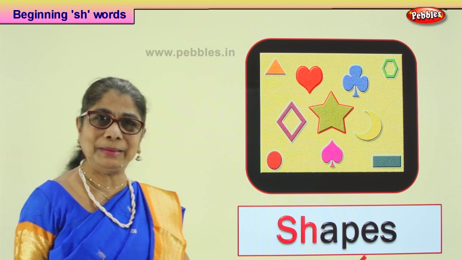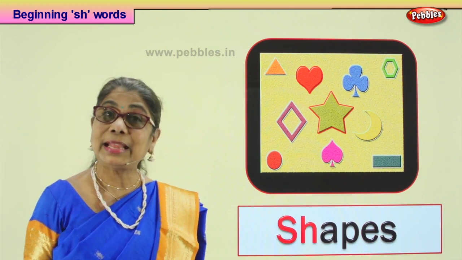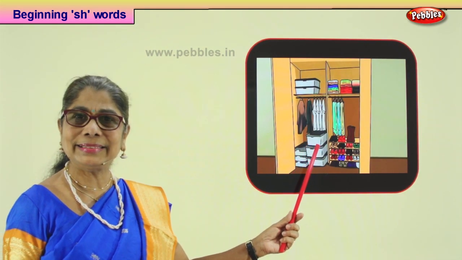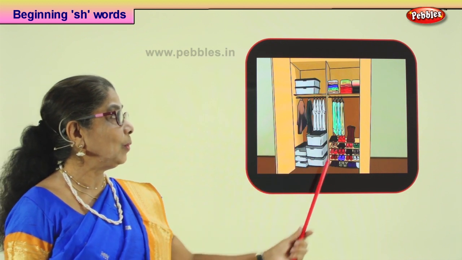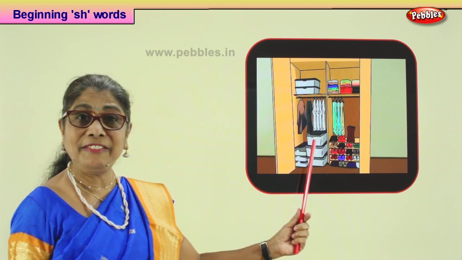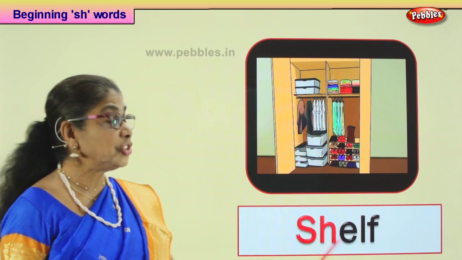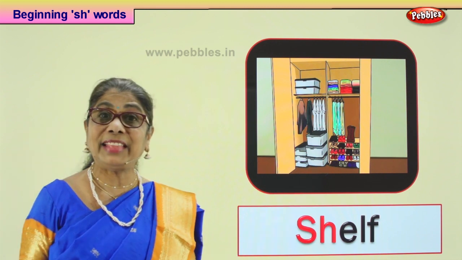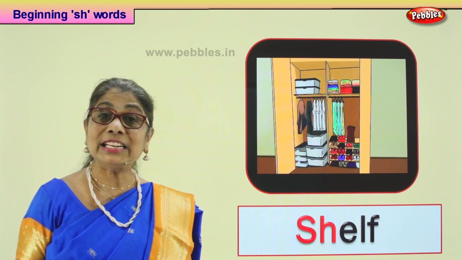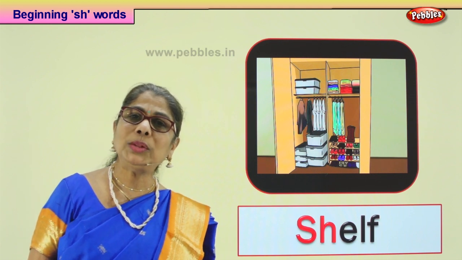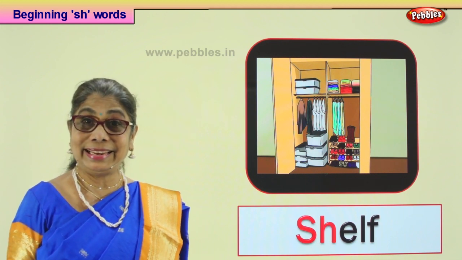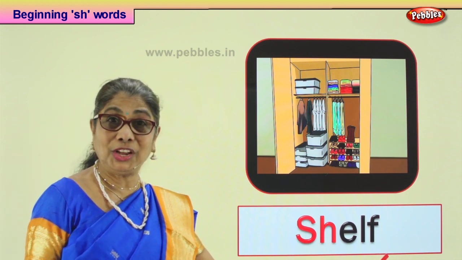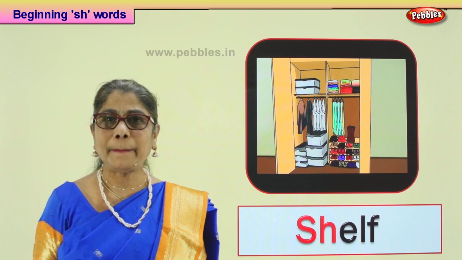Good. Shapes. Shall we look at our next picture? Yes? Here. What is it? Look carefully. It's a shelf. Shelf. You can put clothes in the shelf, things in the shelf, anything. A shelf is used to keep all the things neatly, nicely. Shelf. Good. Let's go to our next picture.